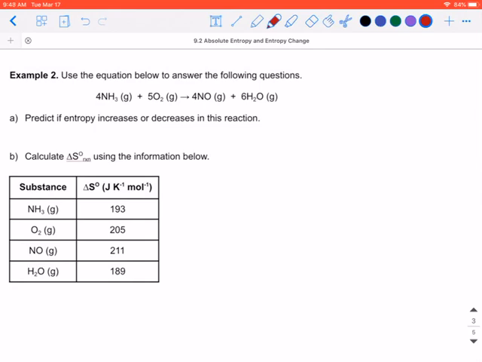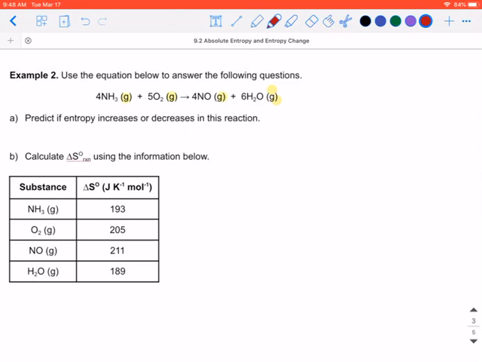Alright, so let's see how you did on this problem. First it says predict if the entropy increases or decreases. So I am going to focus on the substances that are gases. Again, in this reaction, every single substance is a gas, so I have to look at how the amount of gas changes from beginning to end.